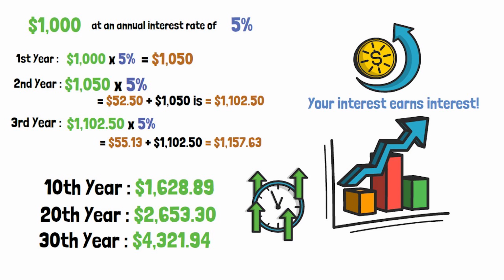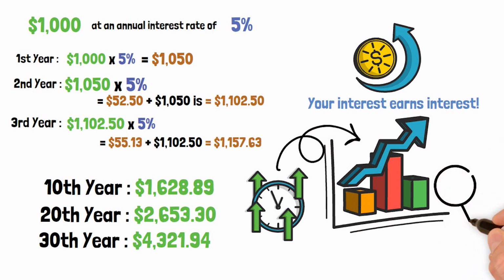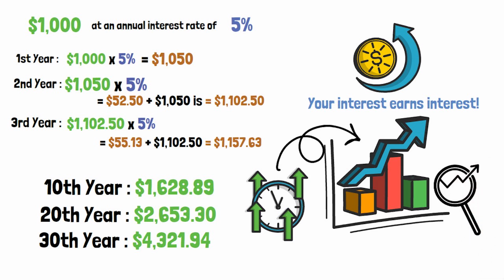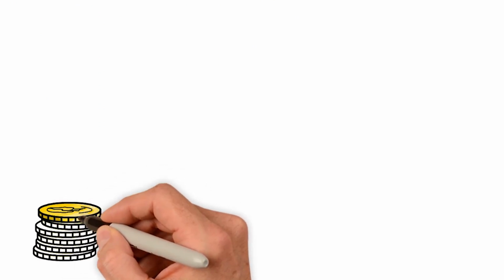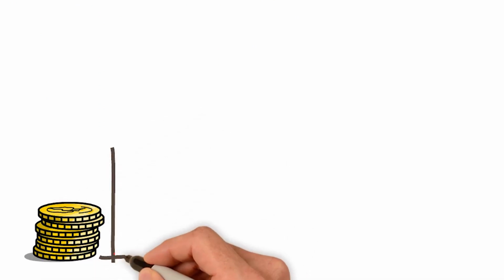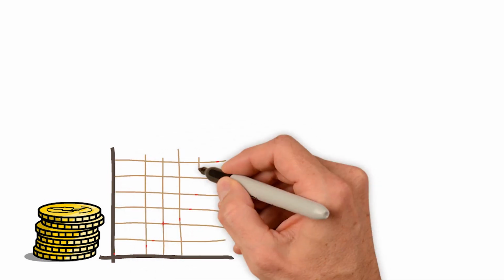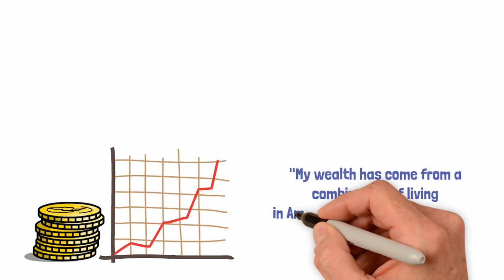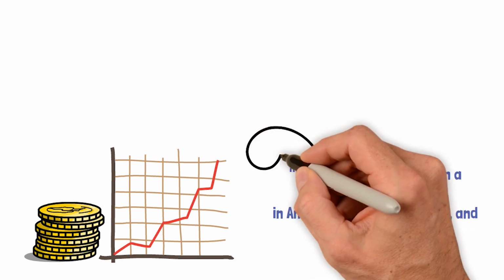The key takeaway here is that time is your best friend when it comes to investing. The longer you leave your money to grow, the more powerful compound interest becomes. This is why Warren Buffett started investing early and consistently reinvested his earnings. By harnessing the power of compound interest, you can turn small, regular investments into substantial sums over time. Remember, it's not just about the initial amount you invest, but how long you let it grow and how consistently you add to it. Warren Buffett once said, "My wealth has come from a combination of living in America, some lucky genes, and compound interest."